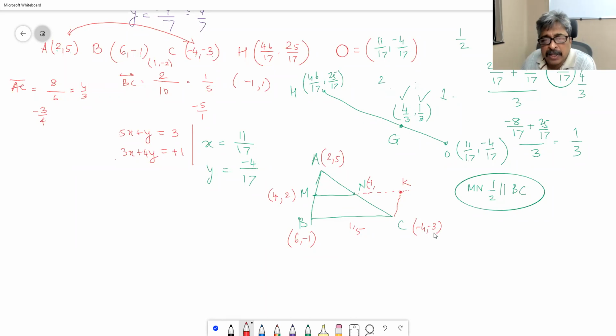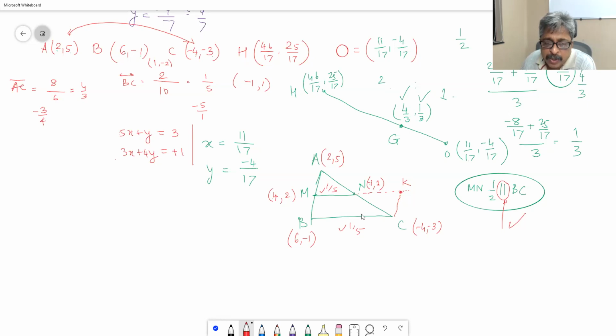5 minus 3, it is 2, 1. I think we had found out the midpoint also. So what is the slope of MN? 2 minus 1 is 1, 4 minus minus 1 is 5. Oh, slope of MN and slope of BC is same. Therefore, MN is parallel to BC. Proved. And we know how to find distance.